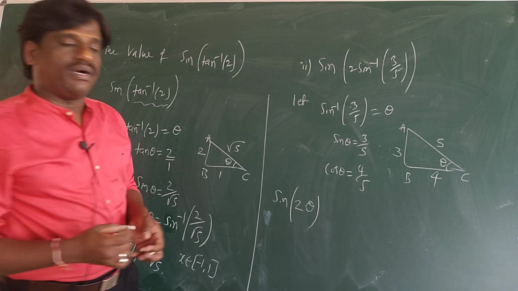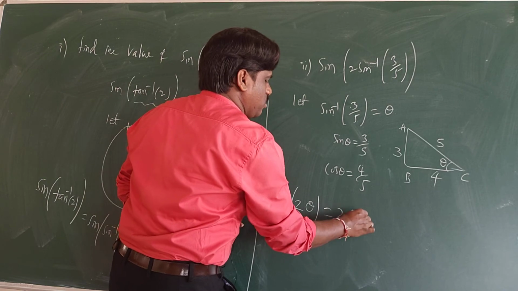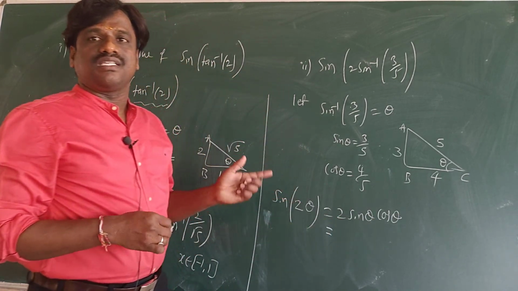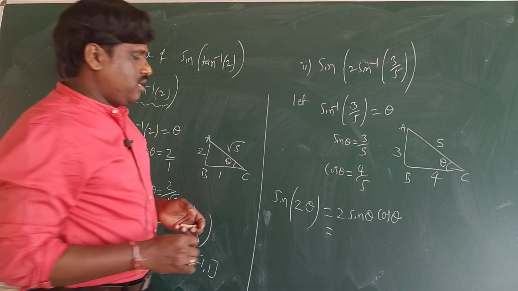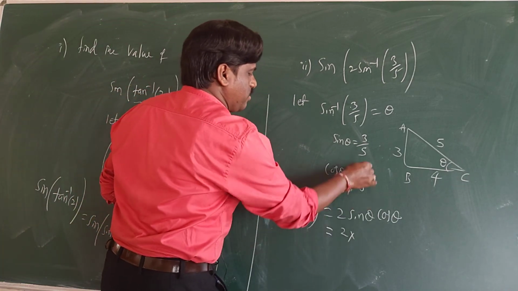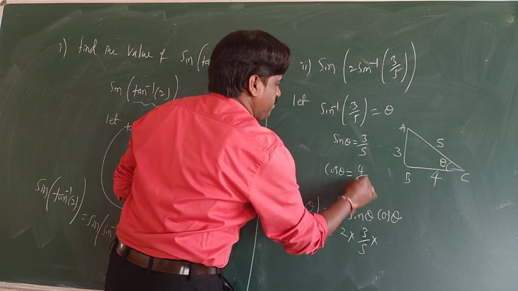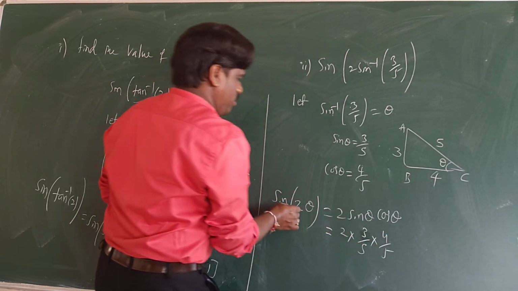What is the sine 2 theta formula? 2 sine theta into cos theta. Right? Don't write, first listen and understand. So 2 into, what is the sine theta value? Sorry, the sine theta value is 3 by 5, and the cos theta value is 4 by 5. Finally you got sine of 2 theta.